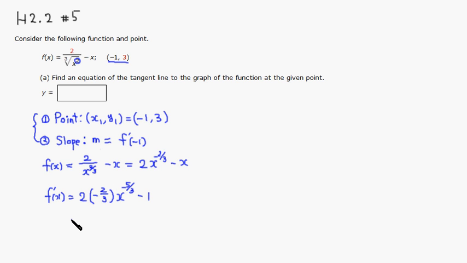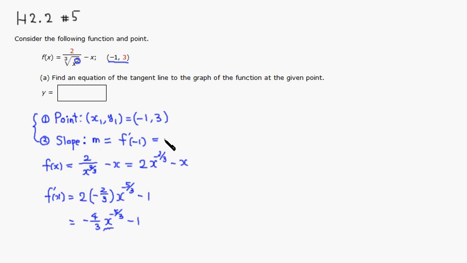So you're going to get 2 times 2 is 4, so it's going to be -4 over 3, then you have x to the -5/3 power, and then minus 1. Alright, so let's look at that. We want to find f prime of -1. So we're going to just plug in -1 right here.